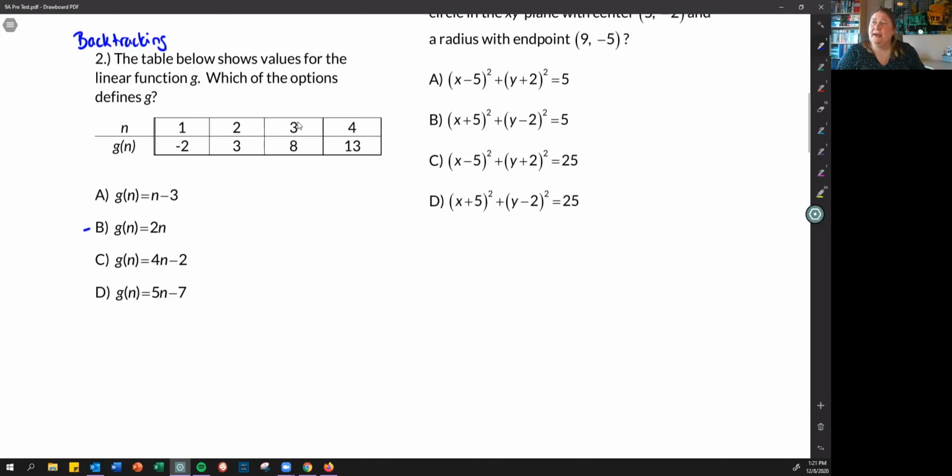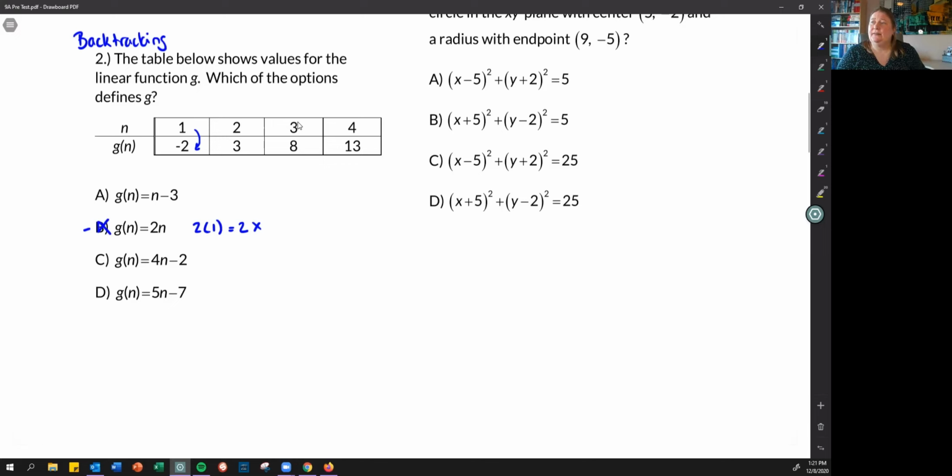So let's start with my 1 and -2. If I put in 1 for n, I should get -2 out as an answer. So 2 times 1, does that equal -2? No, that equals +2. It didn't work for my first point here, so I'm going to cross off B right away. I think the next easiest one to check is A.